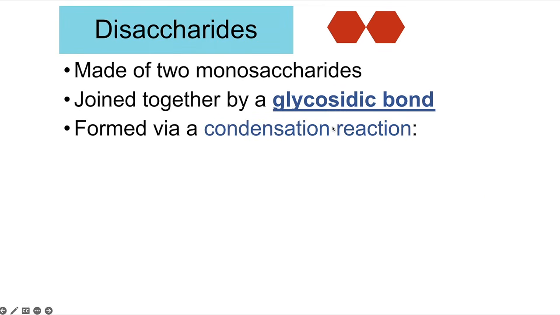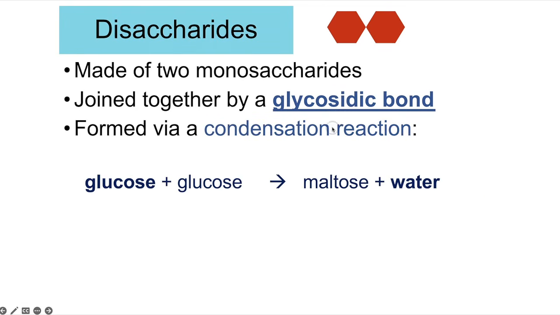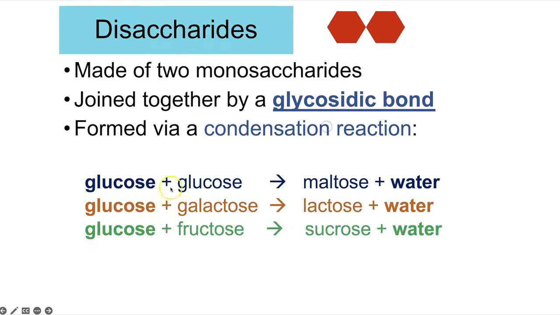They're formed via a condensation reaction. And the key ones that you need to know are maltose, lactose, and sucrose. All 3 of them contain glucose as one of the monosaccharides, but it's the second monosaccharide that differs. So maltose contains 2 molecules of glucose, lactose contains glucose and galactose, and the way I always remember that is there's lactose within the name, and then sucrose is made of glucose and fructose.